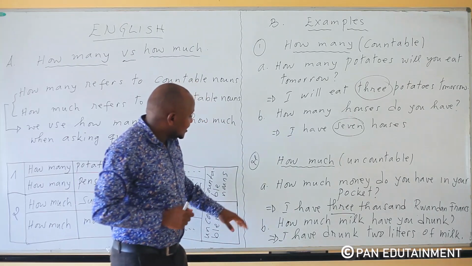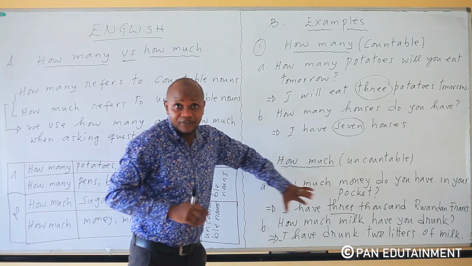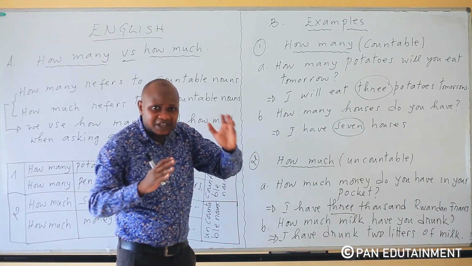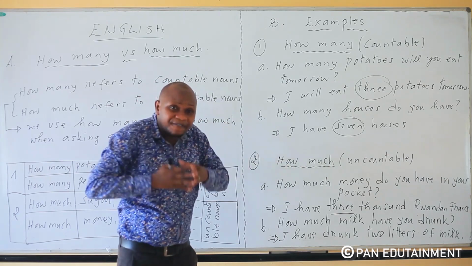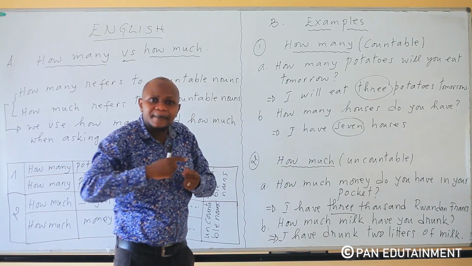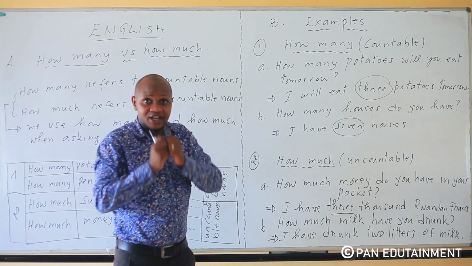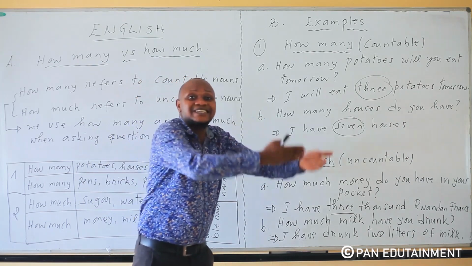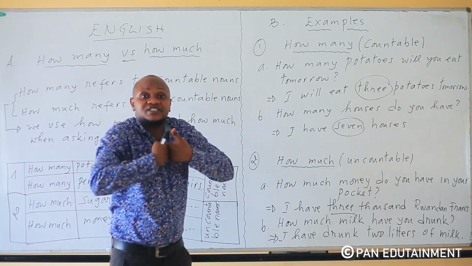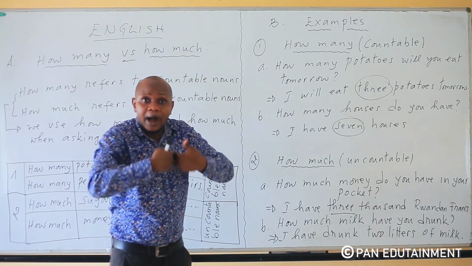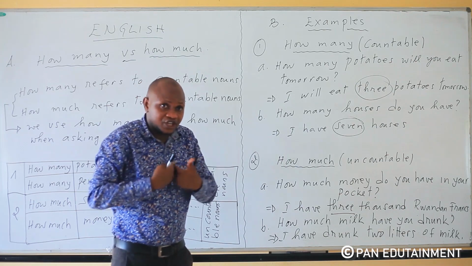How much? Good. Then here, this is an exception. Ibindi byose how much nibyo, ariko byo tugeze no ku mafaranga, nubwo bavuga ngo ijana, magana abiri, magana atatu, nubwo uri kuyabara, but we use how much when we are asking the amount of money that someone has or possesses. Amafaranga umuntu aba afite. Icyo gihe dukoresha how much.